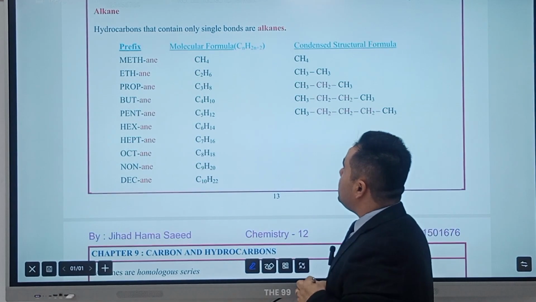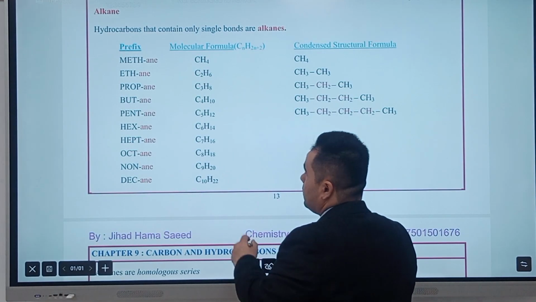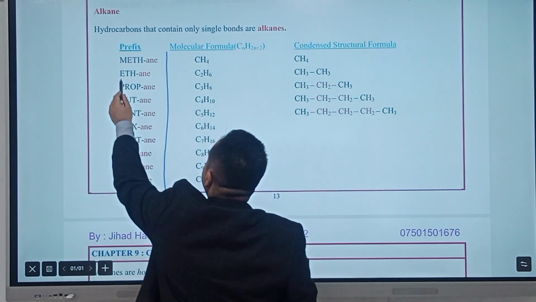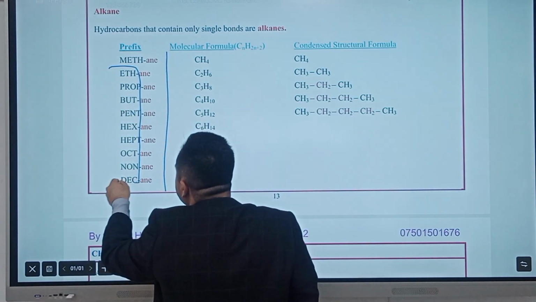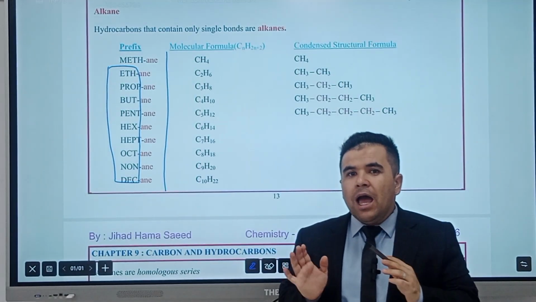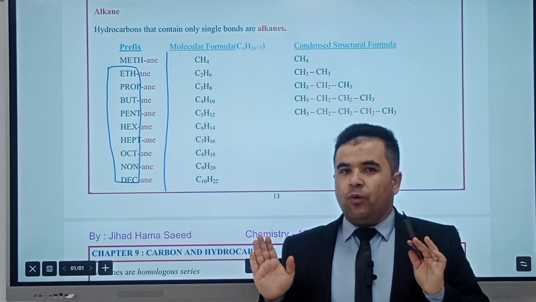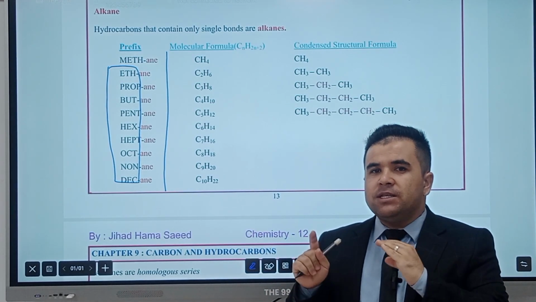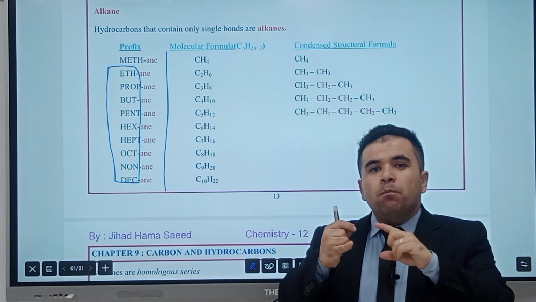But prior to talking about the alkanes, we have to memorize these prefixes, guys. These prefixes are the basis for what? For chapter 9 and chapter 10 as well. We name the parents based on these prefixes.